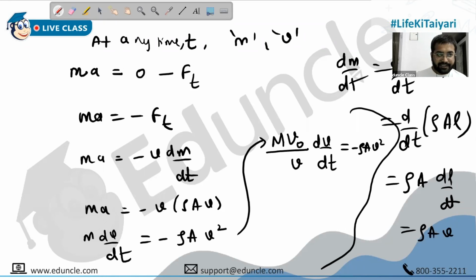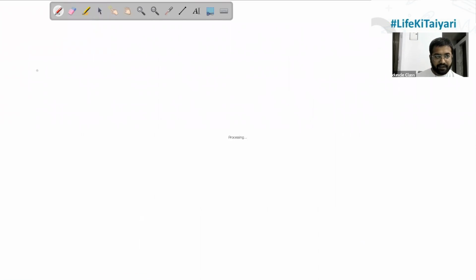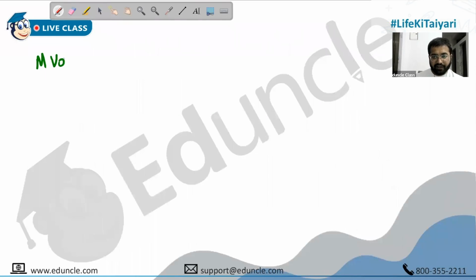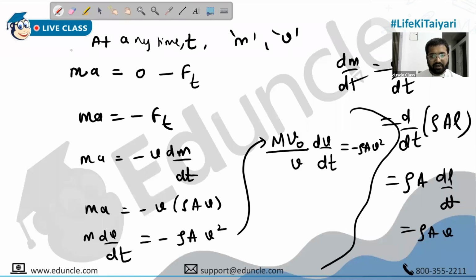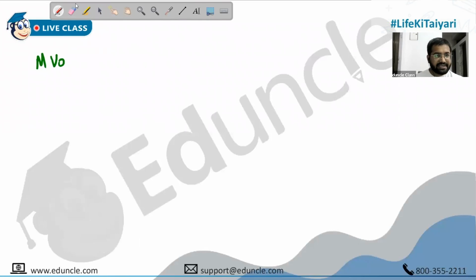Then should I go to the next page? Next. So what do we have? M into V naught. Let's throw all the constants on one side and just velocity on one side. I will do it that way. So what we will do is, first let me write this equation. M V naught upon V dV by dt is given by minus rho a V square. Now, just let's bring velocity with velocity.